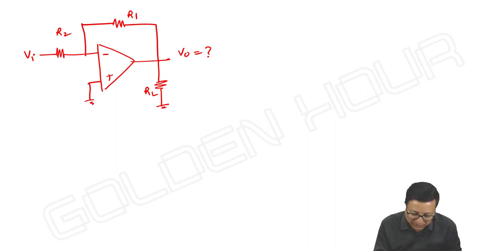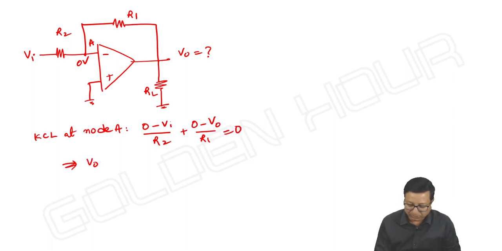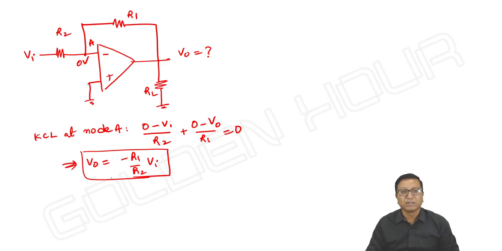Due to virtual short, it is 0 volts. Next, let me take it as node A. KCL at node A. What do we get? That is 0 minus Vi by R2 plus 0 minus V output by R1 is equal to 0, which implies V output is equal to minus R1 by R2 into Vi. There is no change in the output equation.